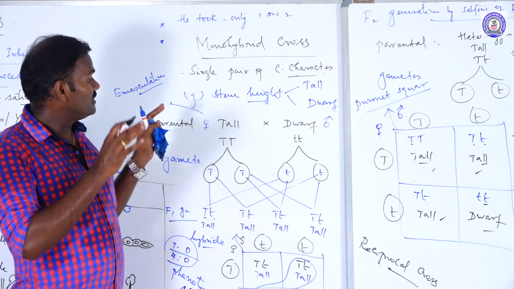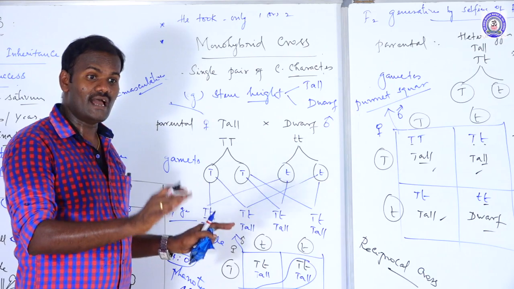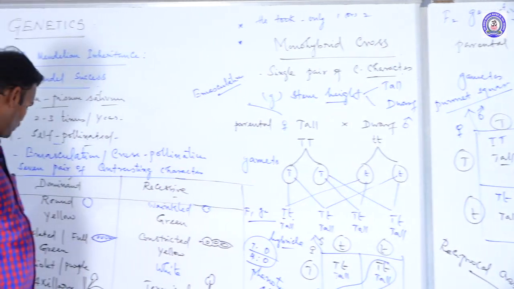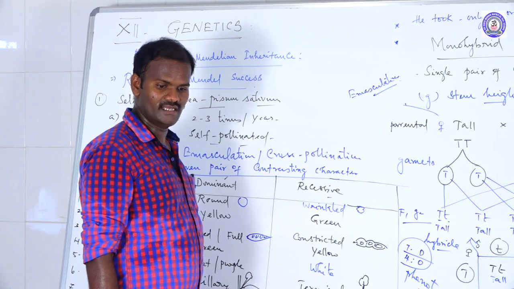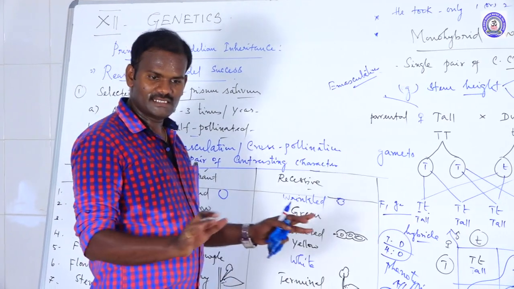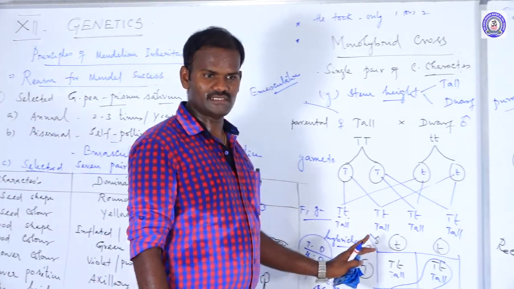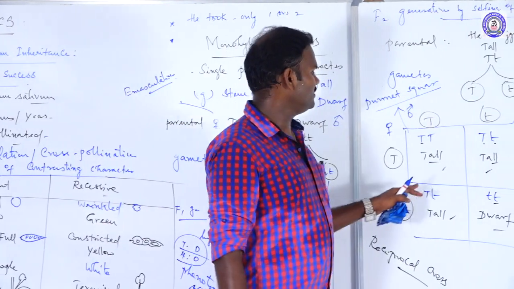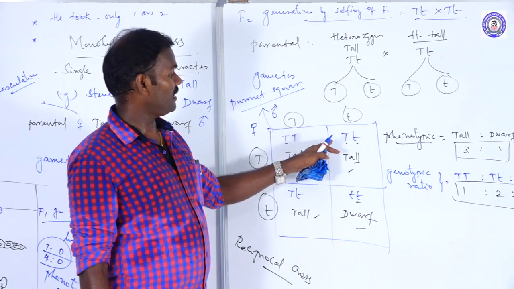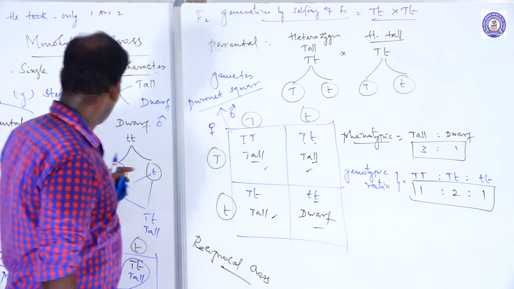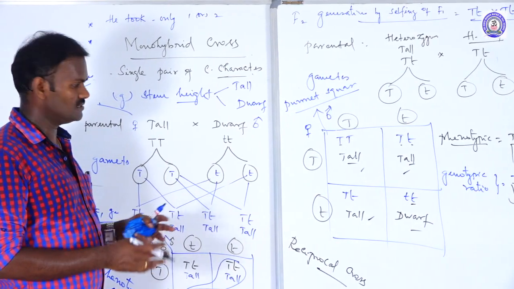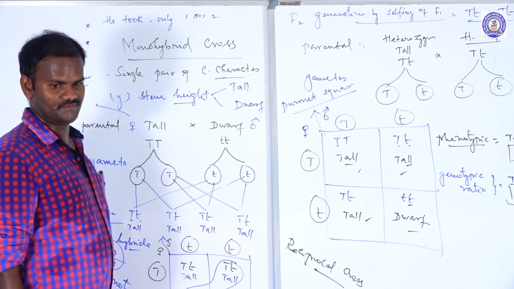This same technique Mendel applied to all the 7 pairs of contrasting characters, but he selected only one pair of contrasting characters, stem height. The result did not get any affected; the same results were obtained. At the end of the F2 generation, both parental characters are expressed. He concluded the characters are never mixing, never blending, because both the characters are expressed.